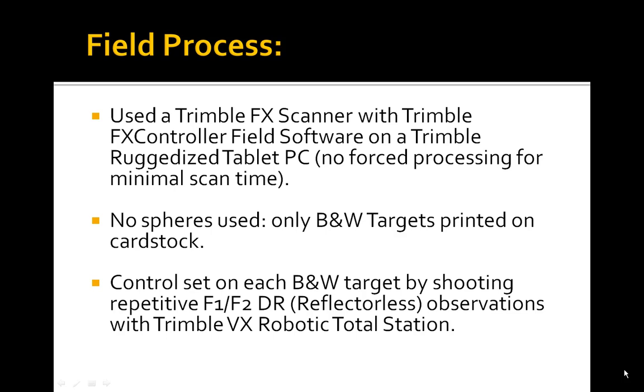Control was set on each black and white target by shooting repetitive phase 1 and phase 2 DR or reflectorless observations with the Trimble VX robotic total station. A few field statistics. One of the features of the Trimble FX scanner is that leveling is not required, which helped to speed up the setup time between scans. The typical scan speed for two complete 360 scans per station was less than 9 minutes per station.